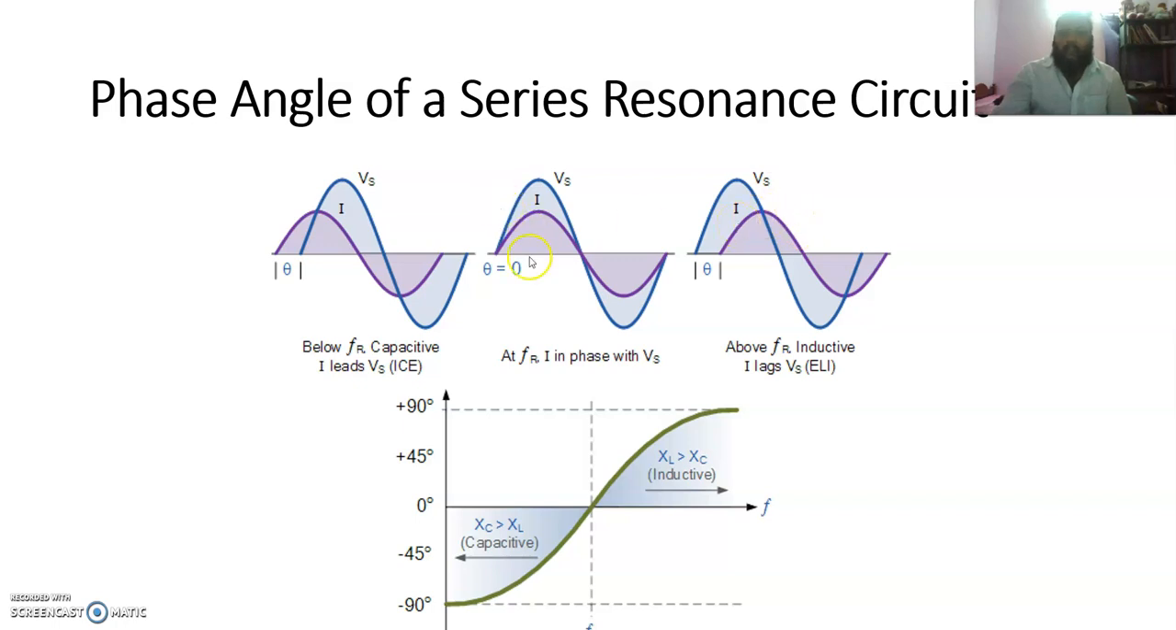When XL is equal to XC, there is no net reactance, only resistance is there. At that time, the voltage and current are in phase with each other. So only at the resonant condition XL is equal to XC, they cancel each other, and only the resistance value alone will be there. So the voltage and current will be in phase.